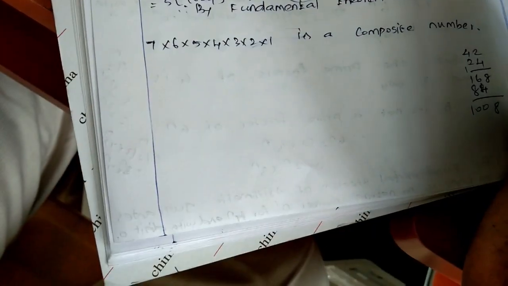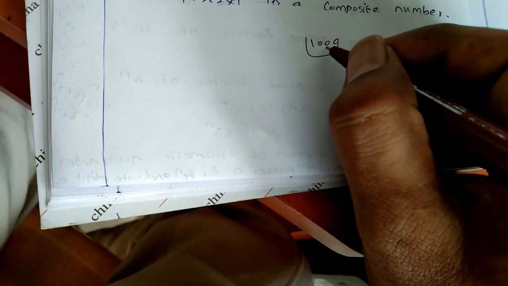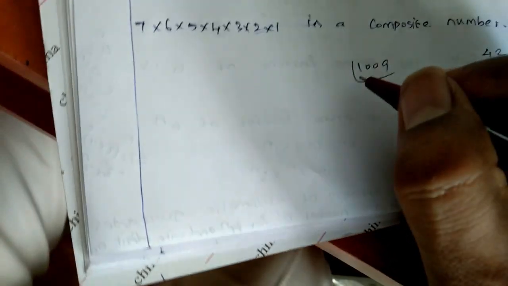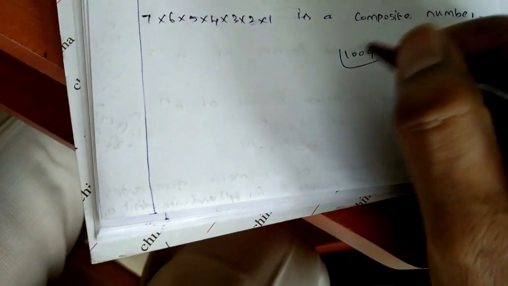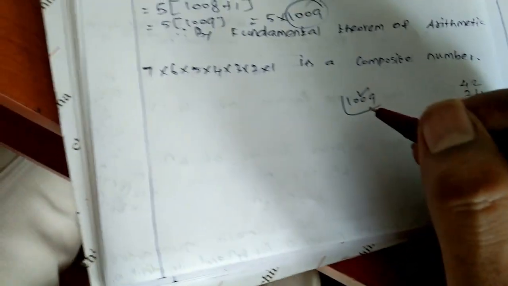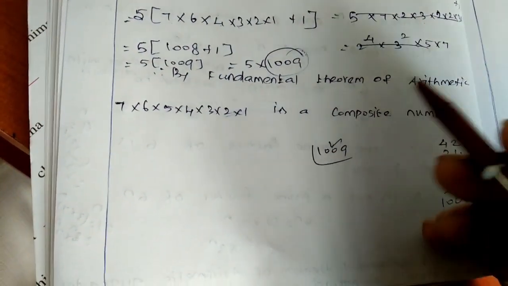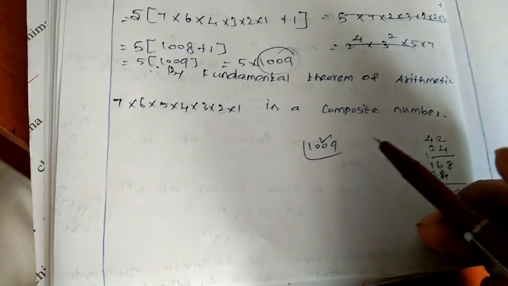So by the fundamental theorem of arithmetic, it is a composite number. Now we need to divide this by prime numbers. Divide 1009 by 2, not possible; 3, 3 3s are 9, remaining 1, not possible; 4, 5, 6, like that. Just find the prime factorization of this one. If this number is a prime number, automatically you can tell this is a product of prime numbers. So this guarantees, with the fundamental theorem of arithmetic, that this number is a composite number.